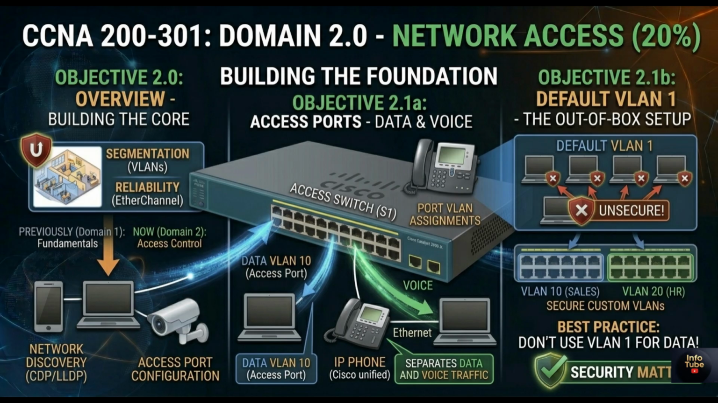2.1b. The default VLAN. When you take a Cisco switch out of the box, every single port belongs to VLAN 1. This is known as the default VLAN. While it makes things work instantly, it's a security risk. Professional engineers always move their devices into custom VLANs, like VLAN 10 for accounting or VLAN 20 for sales, to keep traffic isolated.